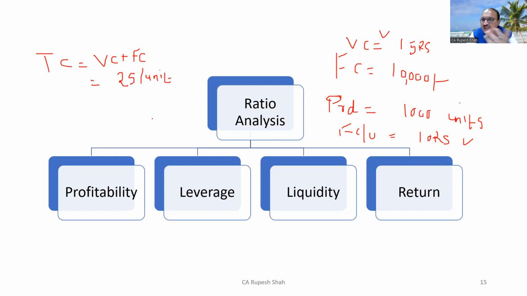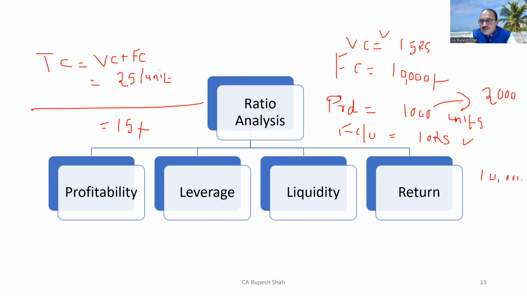Right? Now say my production goes from 1,000 to 2,000 units. Correct? My variable cost per unit will remain 15 only. Per unit, 15 rupees is going to be spent. In totality, it will move in proportion. But this 10,000 will remain constant, and it will be used by these 2,000 units. Right or wrong? So this cost will come down to 5 rupees. So my fixed cost will be 5 rupees. So my total cost will be 20 rupees.